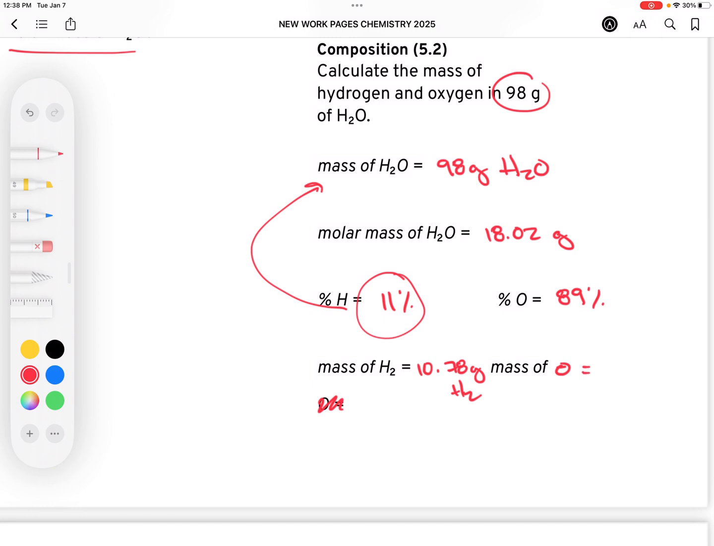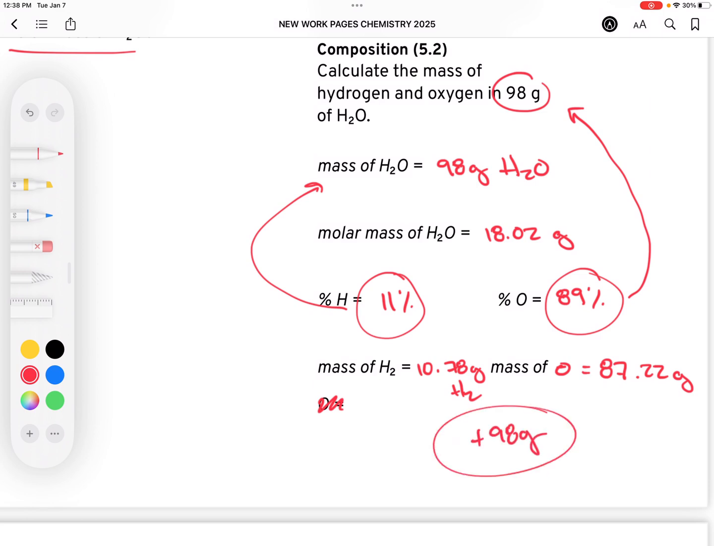All right, now for the oxygen, I take that 89% and I multiply it by 98. So remember, when we're multiplying again, we can't just type in 89. We have to type in 0.89. We have to convert it back into a decimal. And then I multiply that to 98. So 0.89 times 98 gives me 87.22 grams. And to do a little check, we can always add them. So 87.22 plus 10.78 gives me a total of 98 grams, which makes sense because that's what we're working with.